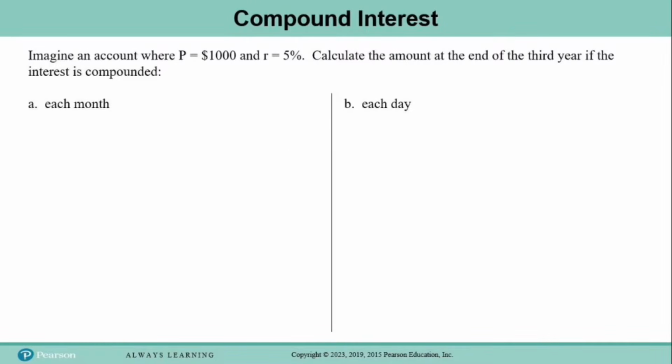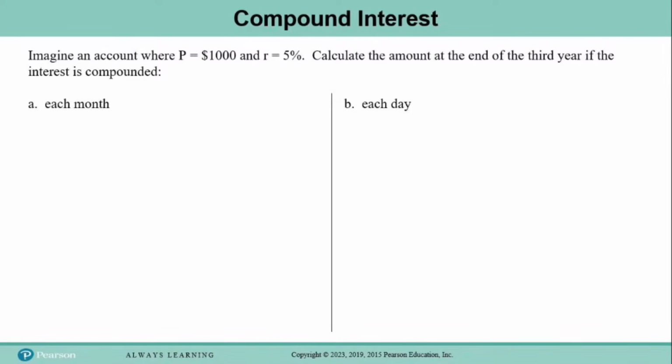Okay, now just to get a little practice with our new formula, and so that you can see the difference between different compounding periods, what we're going to do is take that same amount of money that we did a couple of slides back. So remember, we had principal equals $1,000, rate equals 5%, and we're going to go for 3 years again. But this time we're going to calculate the amount based on compounding each month, so compounding 12 times a year, and then again compounding each day, so compounding 365 times a year.